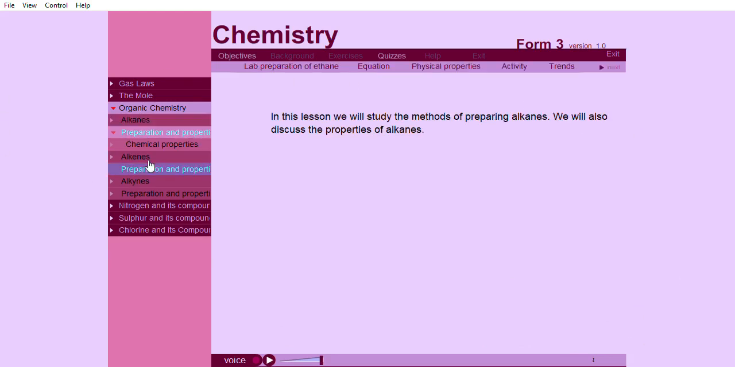In this lesson, we will study the methods of preparing alkanes. We will also discuss the properties of alkanes.